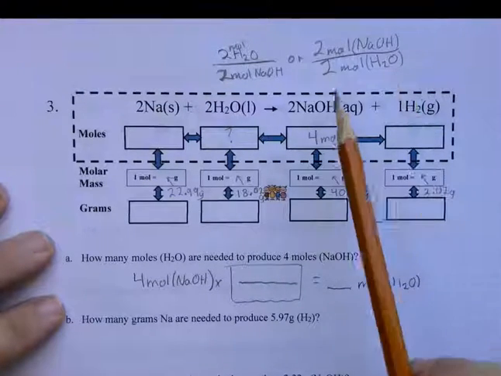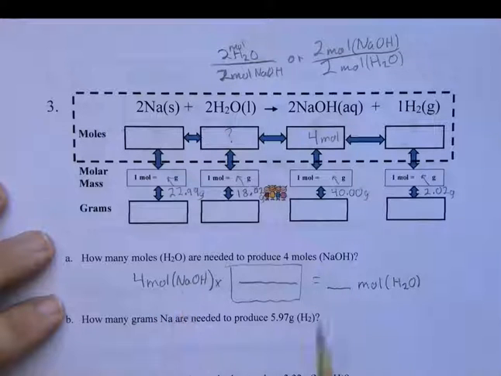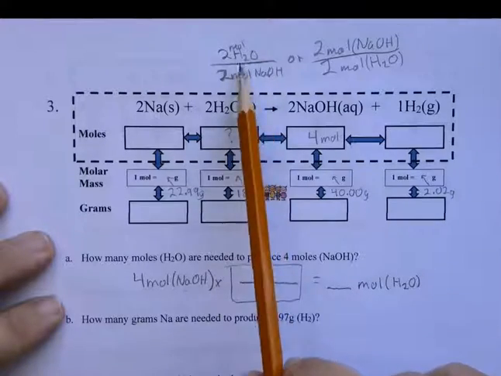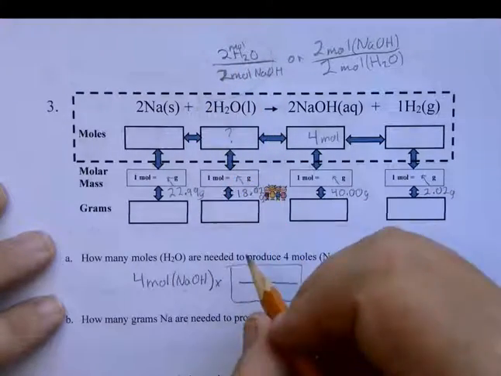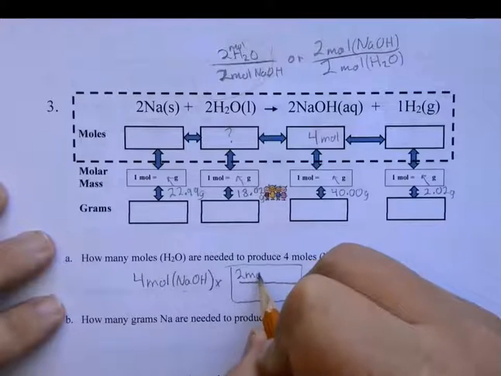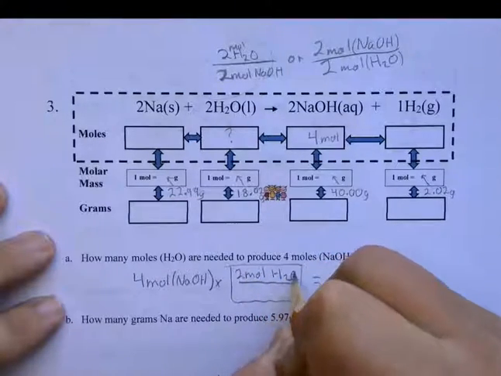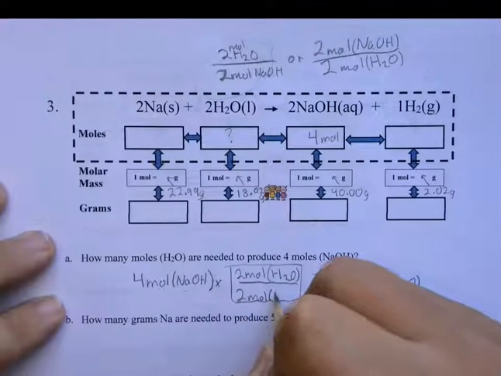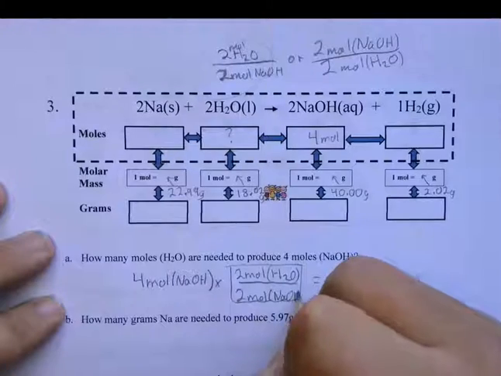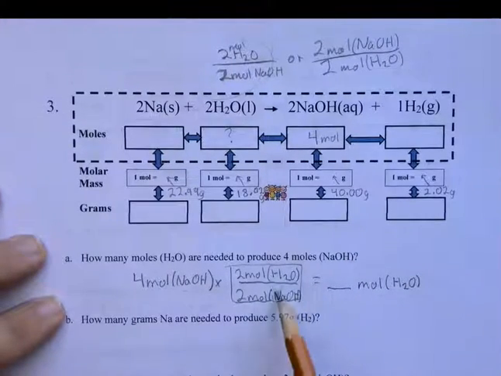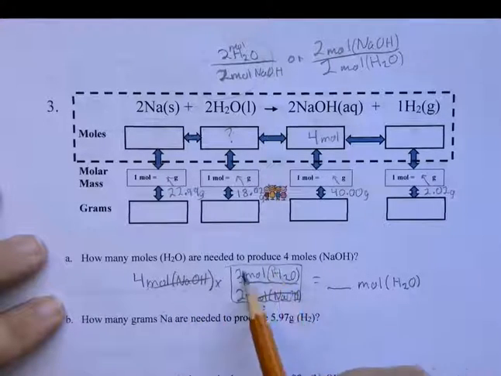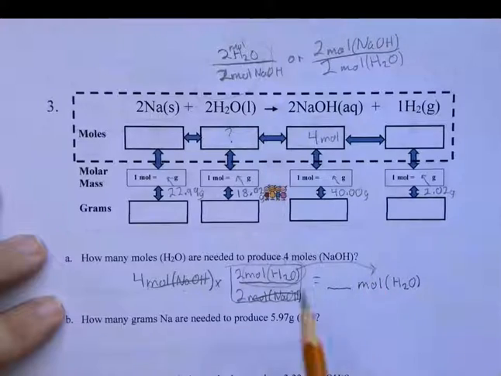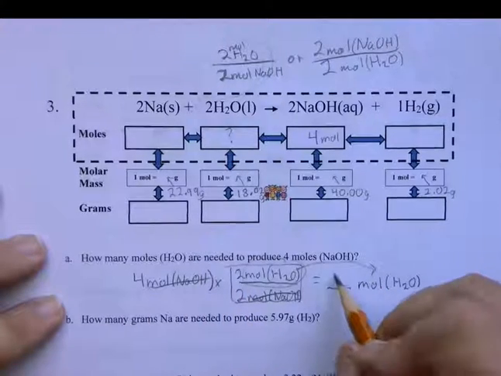All right, so which one do we want to use? Well, we need moles of NaOH to cancel out, and we need to end up with moles of H2O at the end on top. So that means we're talking about this one right here. All right, so we're going to write 2 moles of H2O and 2 moles of NaOH. Okay, and there we have a cancellation of moles of NaOH with moles of NaOH. The last man standing is moles of H2O. So 4 times 2 divided by 2 just gives us 4.